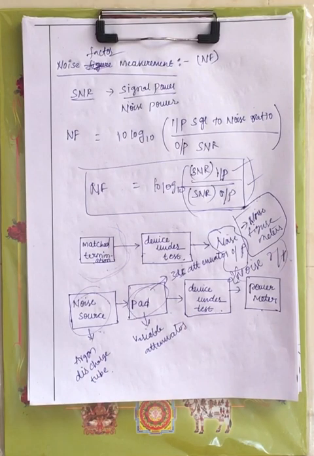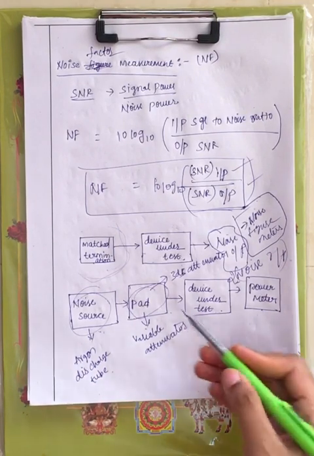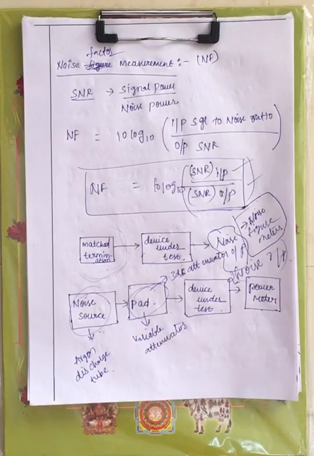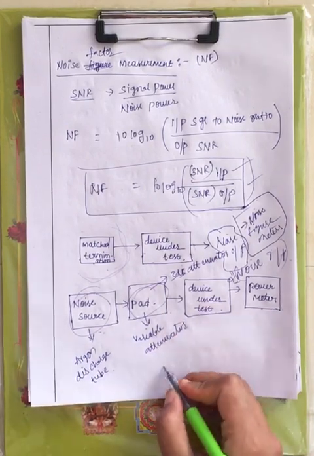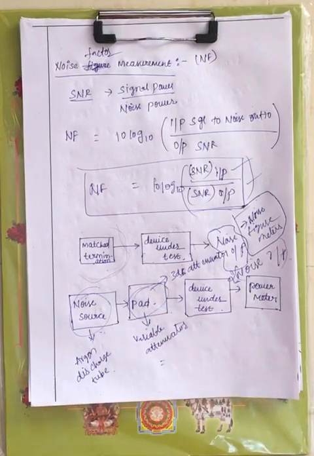And then you can calculate the noise factor of the device, which is equal to the noise output from the attenuator, right? Now if there are any errors, you can eliminate them by connecting a 3 dB attenuator. If there are any errors in the measurement of the noise factor, they can be eliminated by connecting a 3 dB attenuator, right?